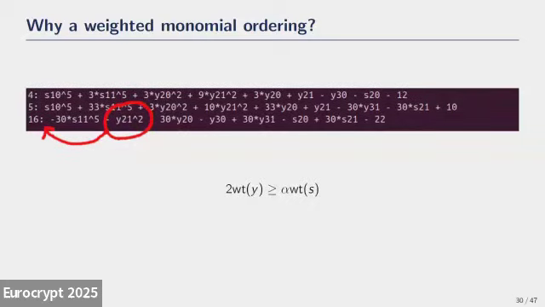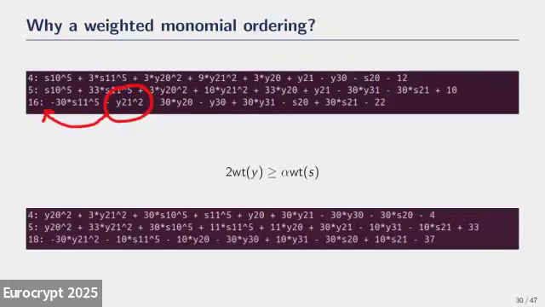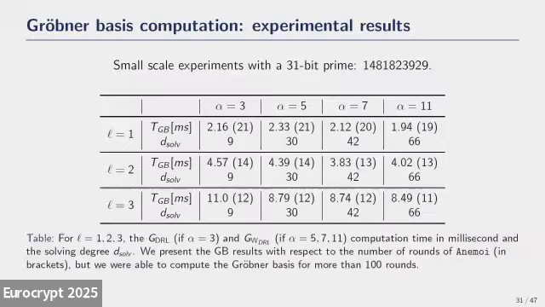OK, perfect. Let's choose some weights in this way. So 2 times the weight of y should be greater or equal to alpha times the weight of s. And this is what happens. Now we stopped the subsequent reductions, and in this way we can compute the Gröbner basis also for alpha equal to 5, 7, and 11.